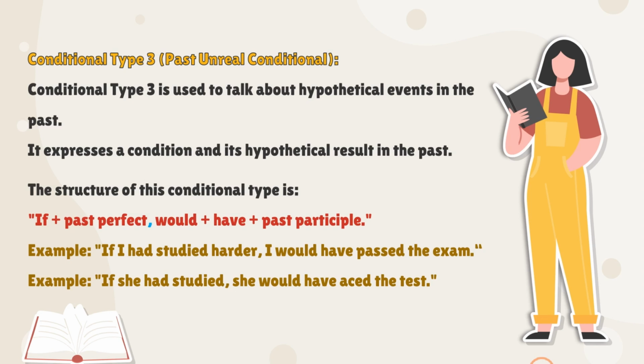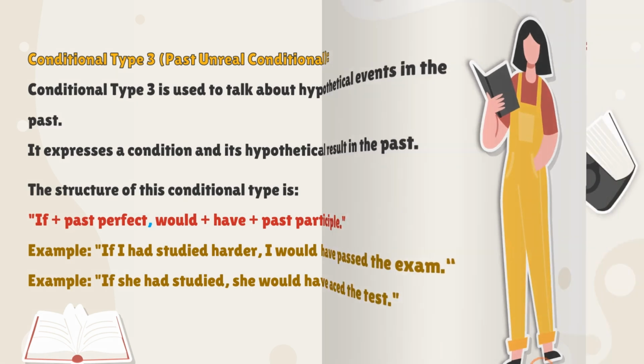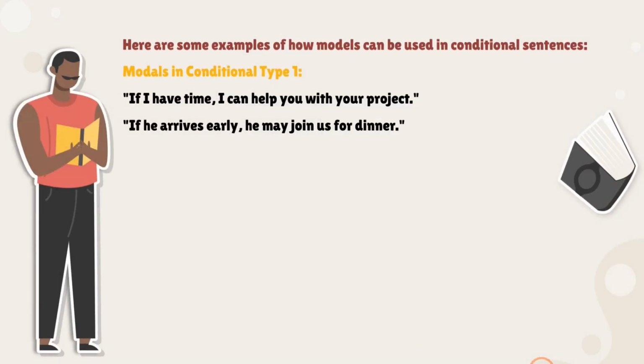We can also use modals in conditional sentences. Here are some examples in the 3 types. Modals in conditional type 1 examples. If I have time, I can help you with your project. Or, if he arrives early, he may join us for dinner. These 2 examples express a possible or likely event in the present or future.